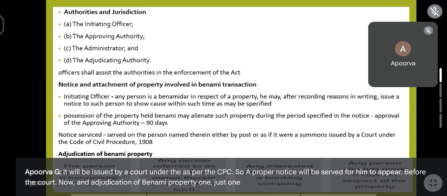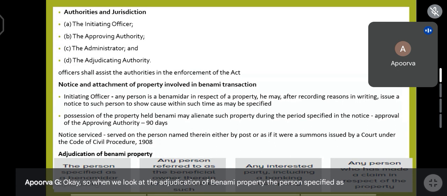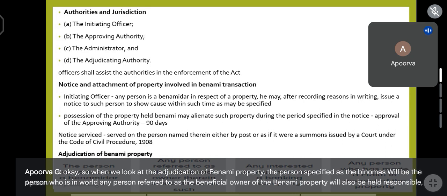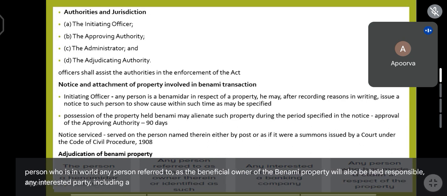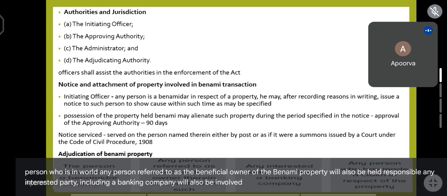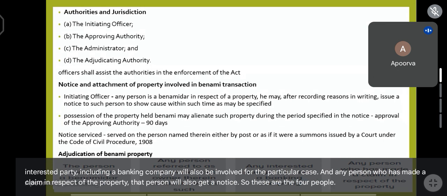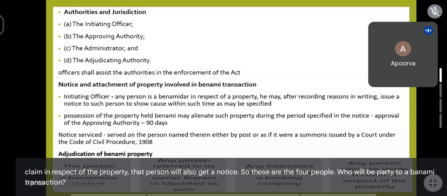Of the benami property, the person specified as the benamidar will be involved. Any person referred to as the beneficiary owner of the benami property will also be held responsible. Any interested party, including a banking company, will also be involved for the particular case. And any person who has made a claim in respect of the property will also get a notice. So these are the 4 parties to a benami transaction case.